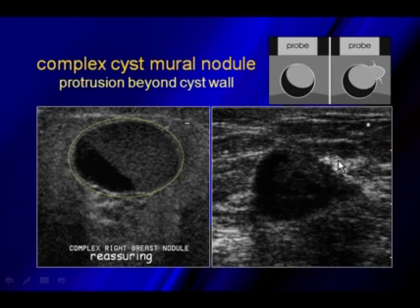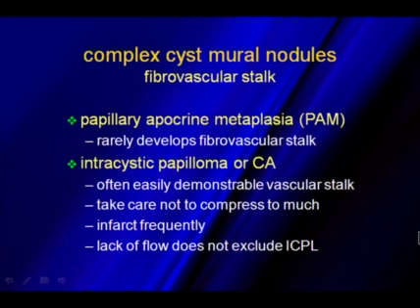Not only that, but if we notice, we don't have a thin echogenic wall. We do have some irregularity, some angular margins, protrusion beyond where the wall should be. This is something, once again, that is suspicious, and this is recommended for a biopsy.